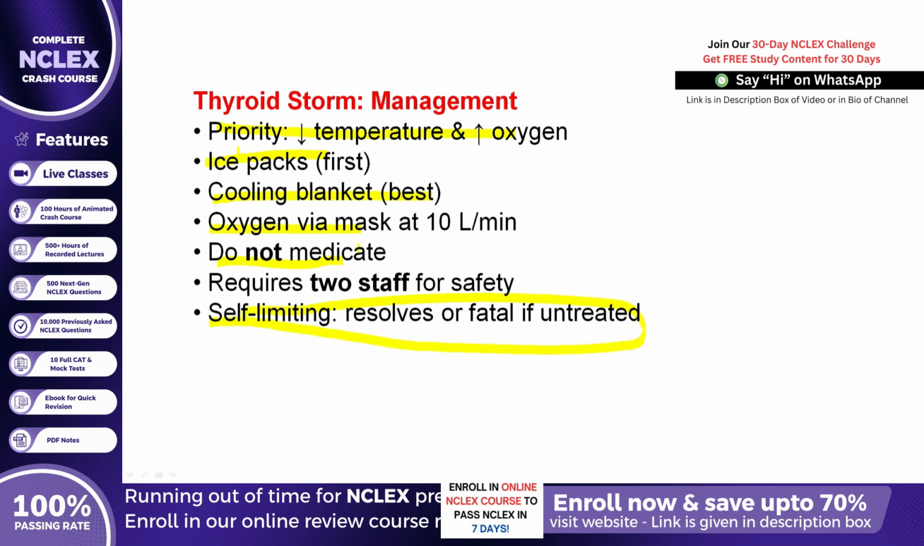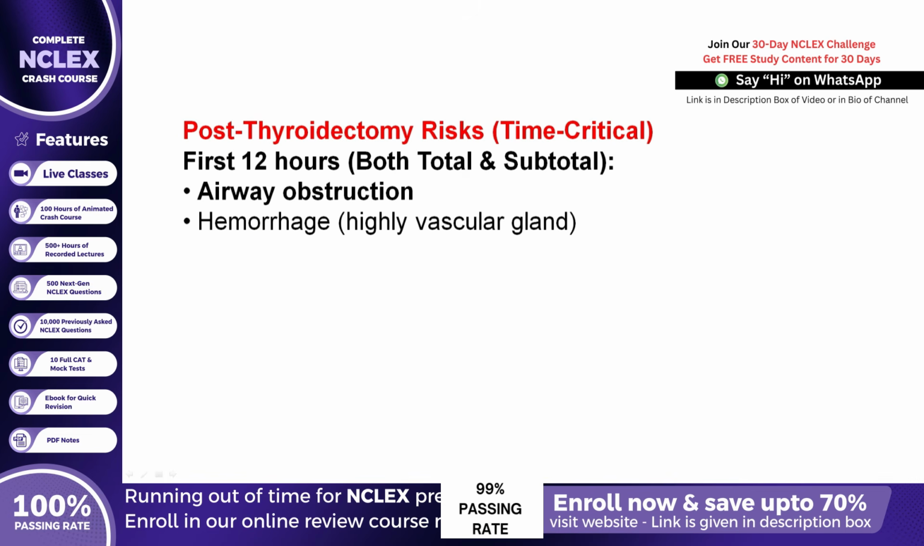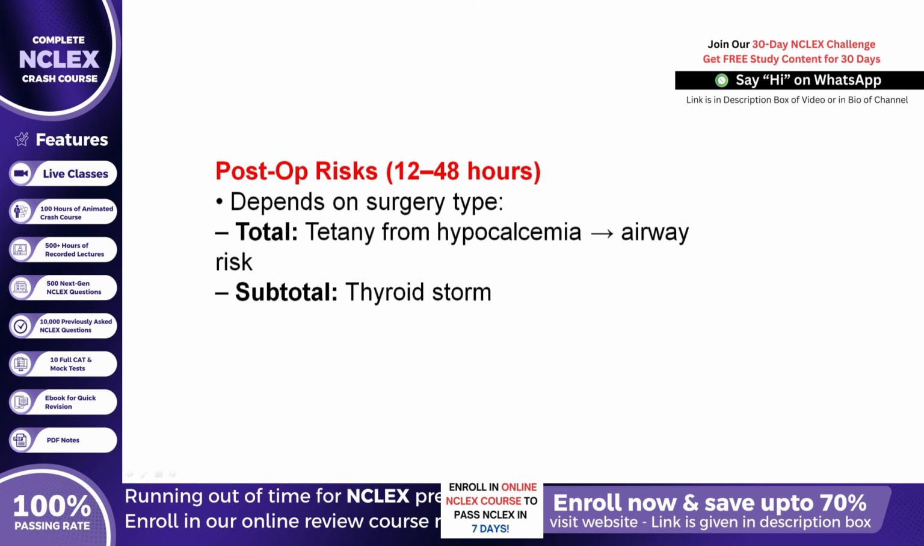As we begin looking at post-thyroidectomy risks, remember that these are time-critical. In the first 12 hours after surgery, whether it is a total or a subtotal thyroidectomy, the greatest concerns are airway obstruction and hemorrhage. This is because the thyroid gland is highly vascular, making bleeding a major complication to watch for. Moving into the 12 to 48-hour window, the risks now depend on the type of surgery that was performed.